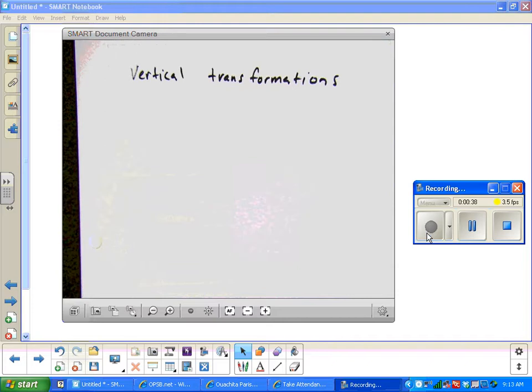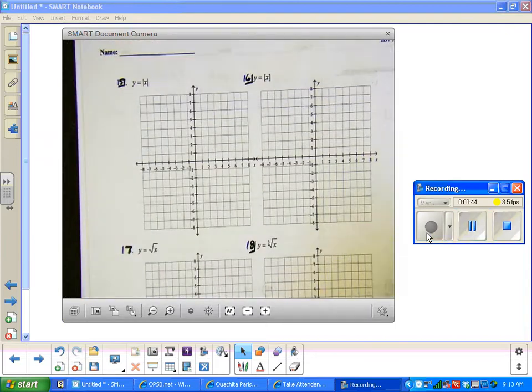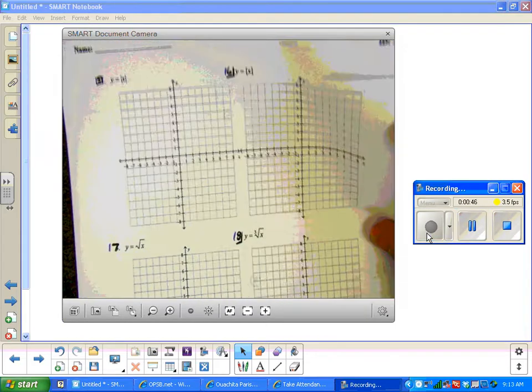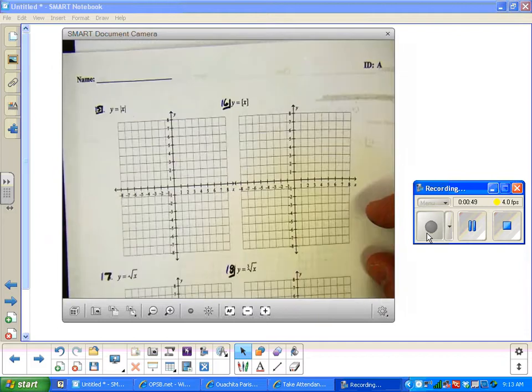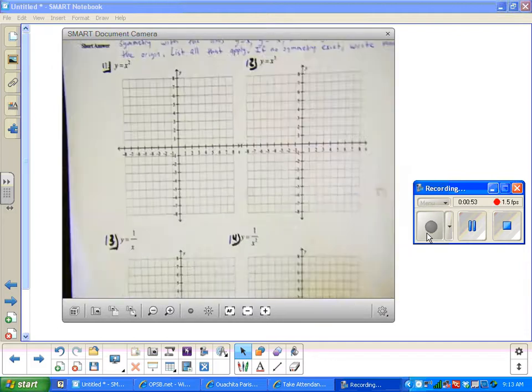Hang on, I'll be really straightforward with you. All right, that's the quiz right there. And so it's going to have all 8 of those graphs. You're going to have to graph.